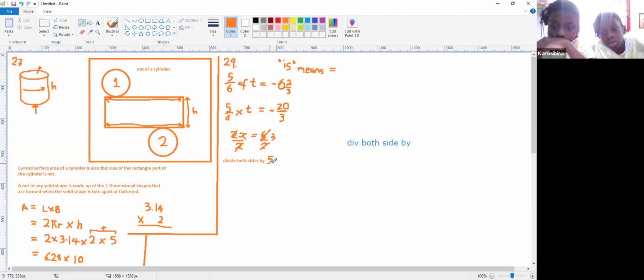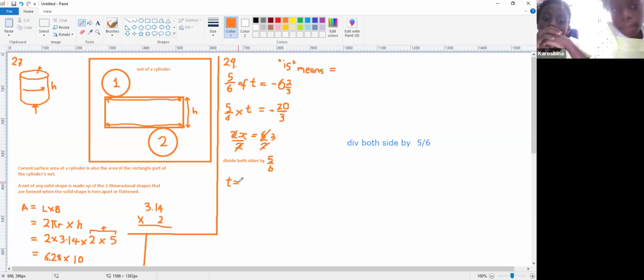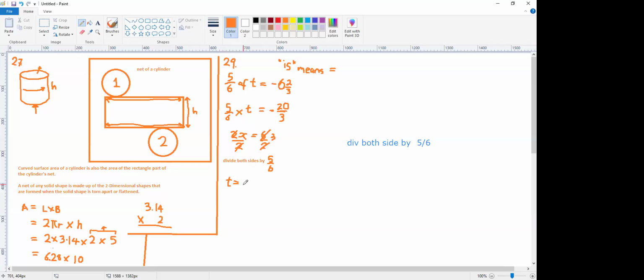So what are we going to do? We're going to simply divide both sides by what? 5/6. Now I know you are wondering, 5/6 is a fraction. How do I divide both sides by 5/6? It's very, very simple. Now look at what is going to happen. If I divide both sides by 5/6, we already know that 5/6 will take care of itself on the left hand side, isn't it? Now look at the right hand side.